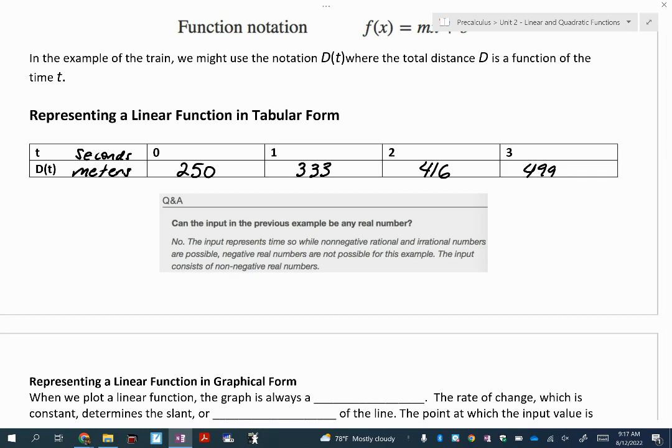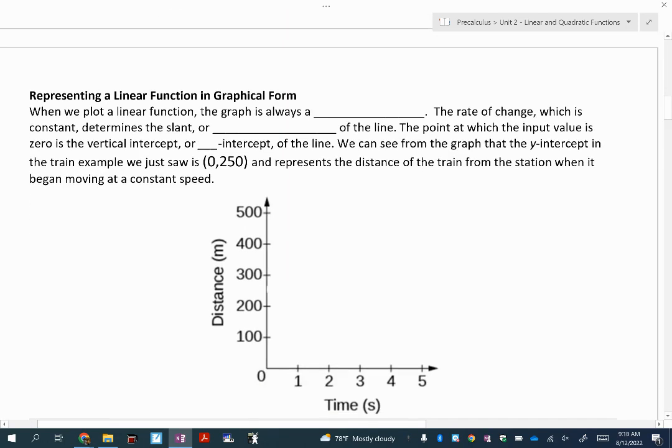Okay, so the little blurb here at the end of the page is just asking you to think that if you're talking about scenarios that involve things that could happen out in the world, that you think about what makes sense. In this case, we're talking about time, and we're only thinking about positive numbers for time. We're not going to have negative numbers for time, can't go back in time. So in this case, we're thinking about only positives for our inputs.